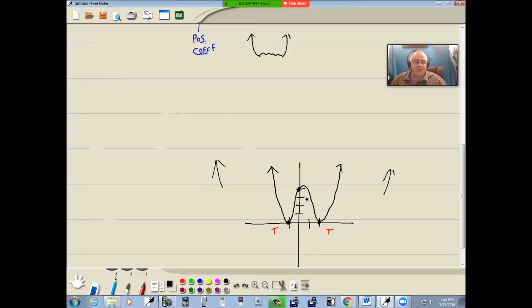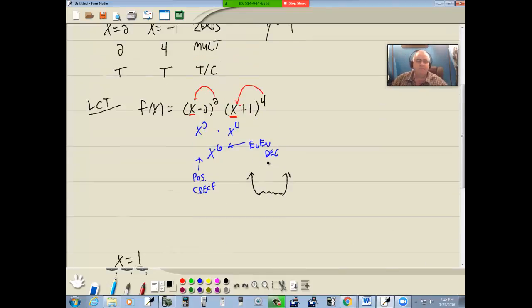Okay, now the question I don't know is how high up this goes. So if I was doing it completely by hand, I might plug in x equals 1 to get an idea of how far up this goes. Probably this is going to give me a pretty good idea right there. But let's see. Let's graph it on the calculator.